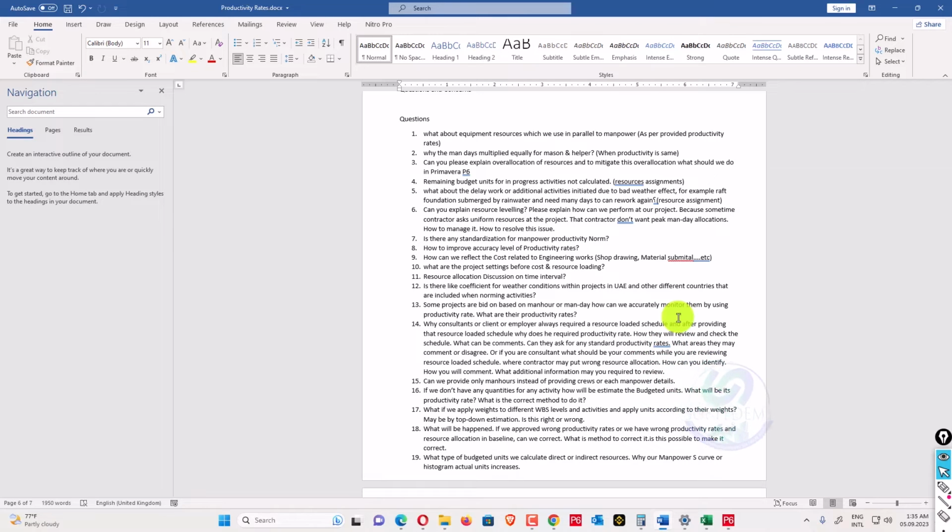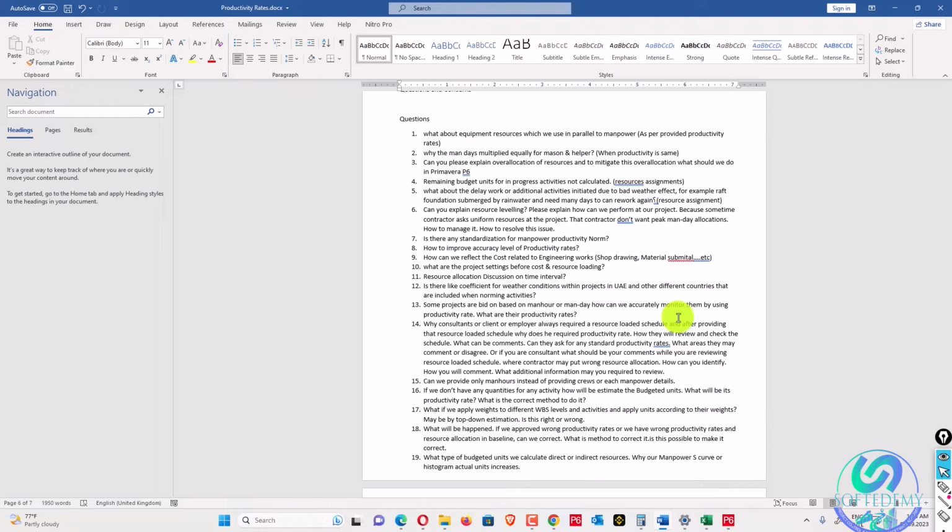If in the productivity rate your manpower has been given but the equipment-based resources haven't been given, and your manpower includes an equipment operator, it means the complete resource is utilizing some machine. So however many hours that equipment operator will use the machine, you will assign the same hours to that machine.